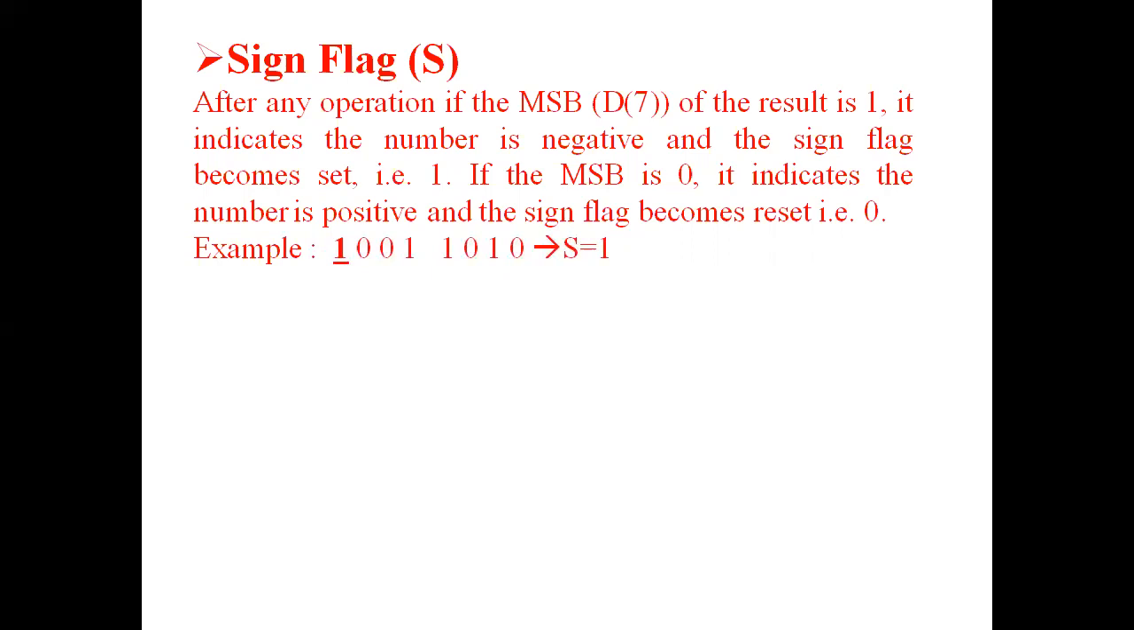In the first example, after performing arithmetic and logical operation, the result is 1001 1010. So this is the most significant bit, and I am getting 1. So sign flag is equal to 1. If it is 1, it is a negative value. In the second example, the most significant bit I am getting is 0. So sign flag is equal to 0. So it's a positive number.